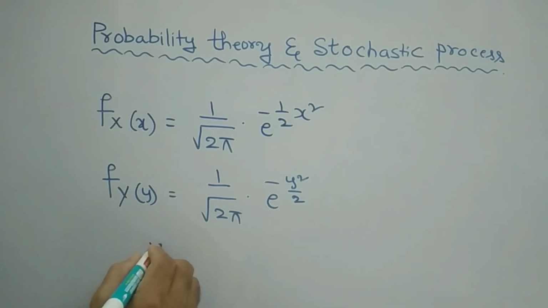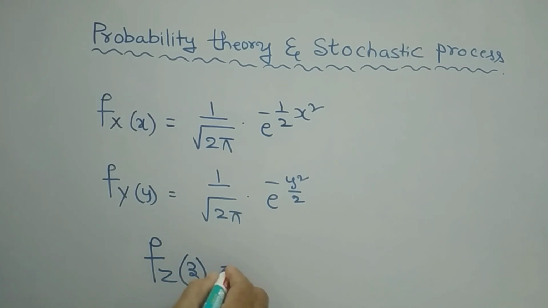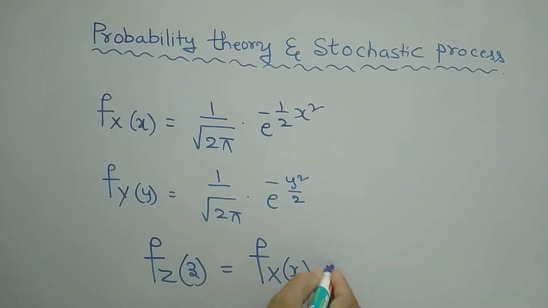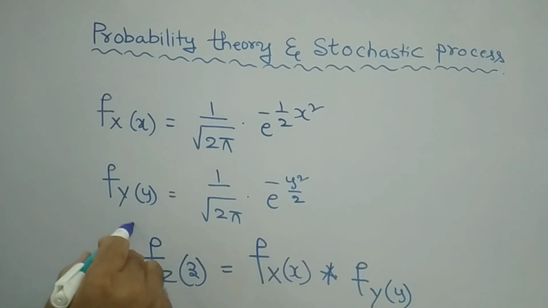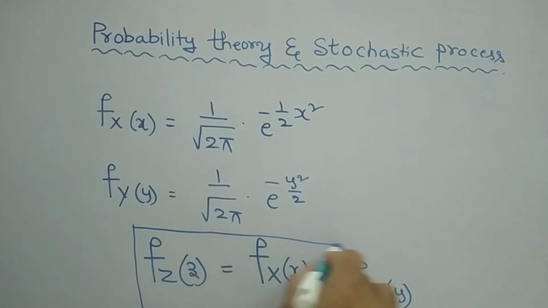Now the question is, what is f of z? Now f of z is nothing but the convolution of f of x with f of y. That's it. This is a very important definition to remember.